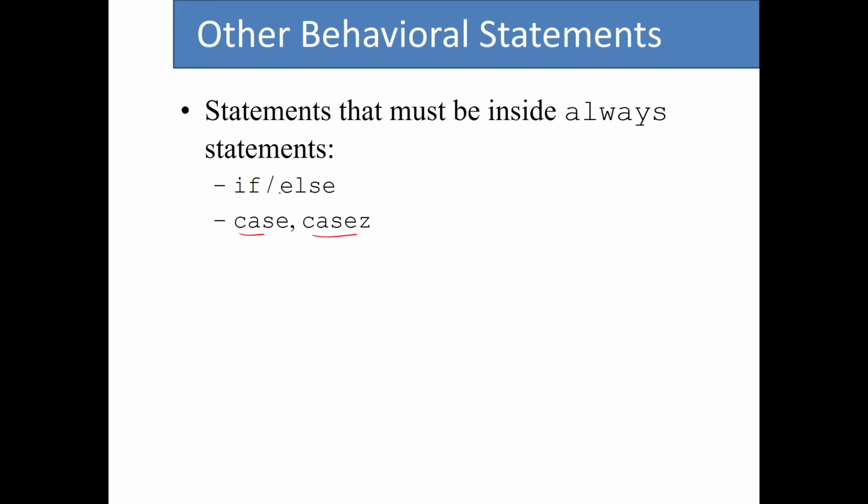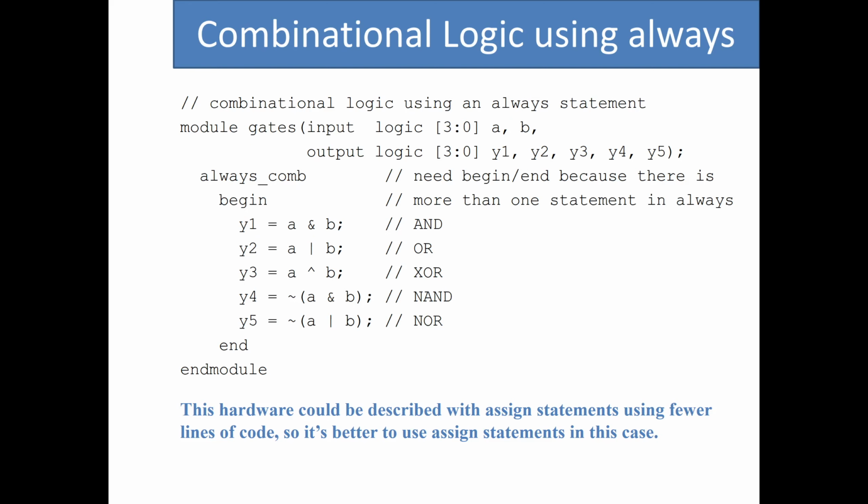So if and else statement, you saw one example before in the design of a resettable flip-flop. So now I want to show some examples in the combinational logic context. So let's just re-implement one of the first System Verilog modules that we had before.